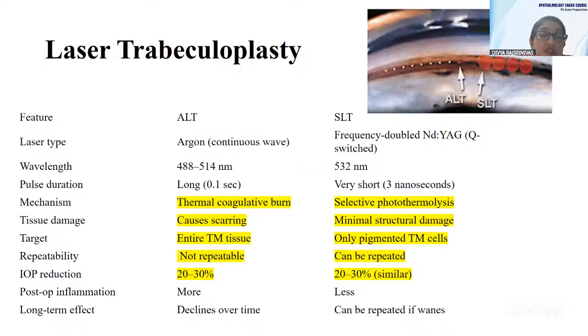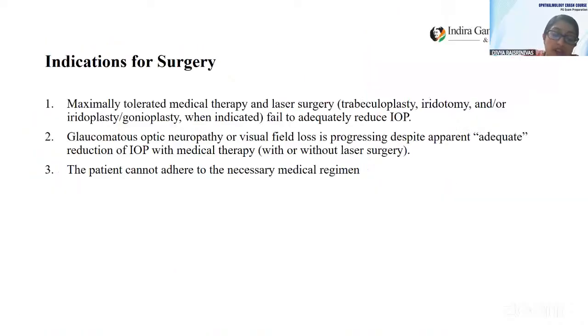So if the pressures are still raised, then you can think about laser trabeculoplasty, where SLT is preferred over ALT because it causes minimal structural damage as it targets only the pigmented trabecular meshwork cells and can be repeated also. So there's a 20 to 30% reduction in the intraocular pressure. In case the pressures are not getting controlled even on maximum medical therapy and laser therapy, then you have to go for surgery. Or if the patient cannot adhere to the necessary medical regimen, or if there is any progression seen on visual field analysis, in that case, you have to think about going for surgery.